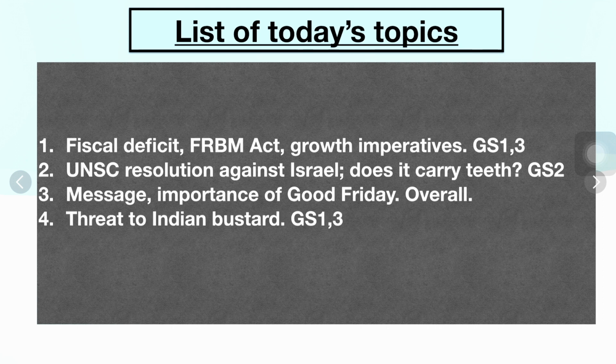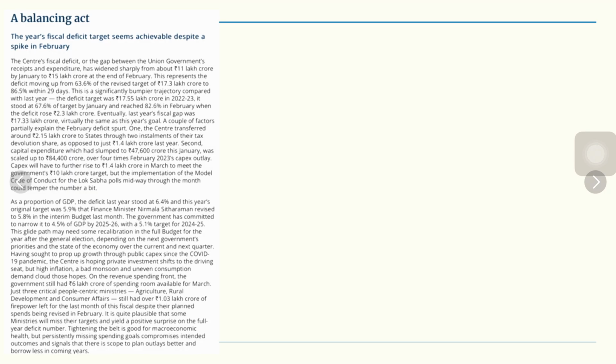Fourth is threat to the Indian bustard. You see, Indian great bustards are under a constant threat, especially due to power lines. We will deal with it in section 1 and 3 of the GS. Water stress in reservoirs is our fifth topic, and that is part of the geography section in GS1.